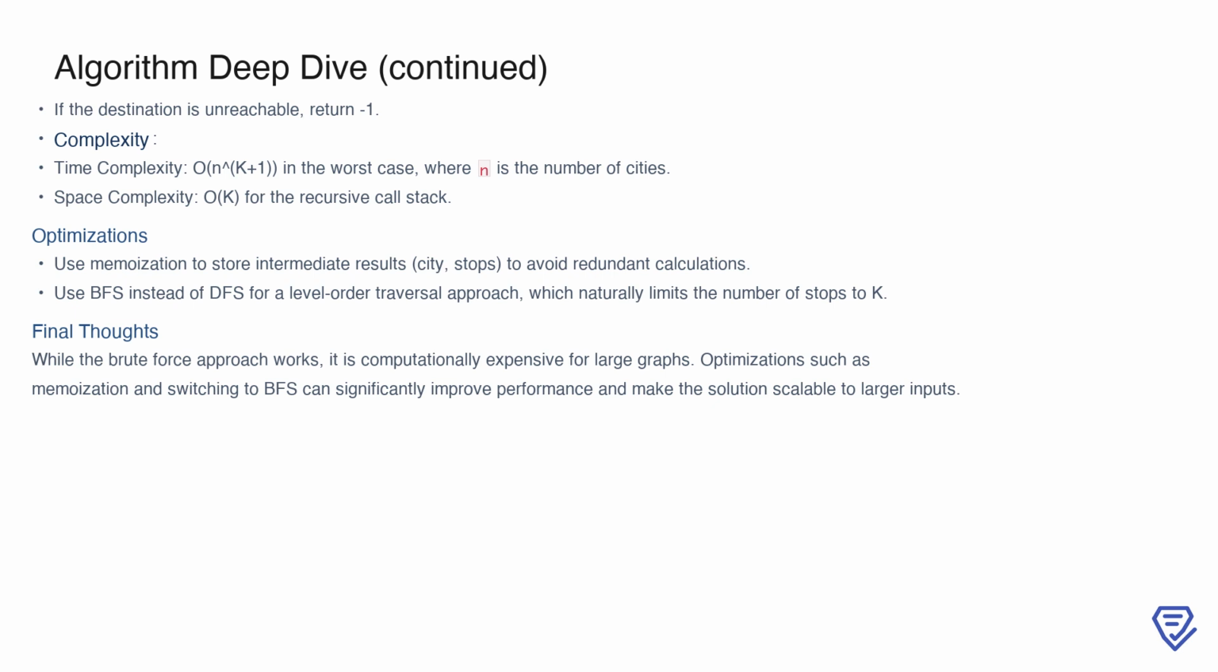To improve performance, we can use optimizations such as memoization to cache intermediate results, avoiding redundant calculations for the same city and stop count. An even better approach is to switch from DFS to breadth-first search, BFS, which naturally explores paths level by level and limits stops to k without additional pruning. These optimizations make the solution more scalable for larger graphs. While the brute force approach demonstrates the core concept, the optimized methods are essential for handling real-world scenarios efficiently.